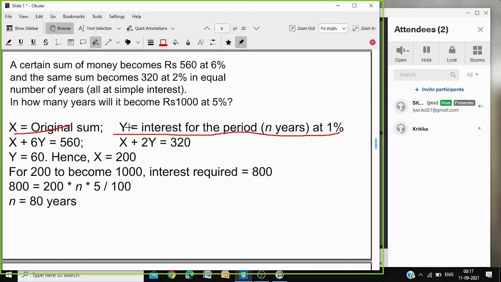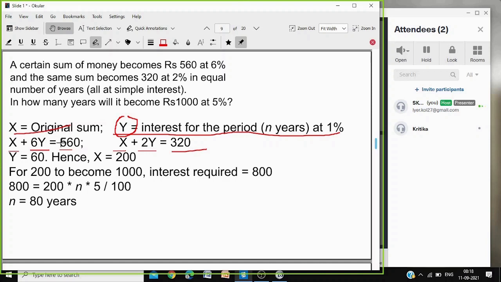So at 6%, the interest would be 6Y, and at 2% it would be 2Y. So original sum plus 6% interest, 6Y, Y being the interest at 1%. So X plus 6Y is 560. Original sum plus 2% rate, 2Y, is 320. The number of years is the same in both cases.